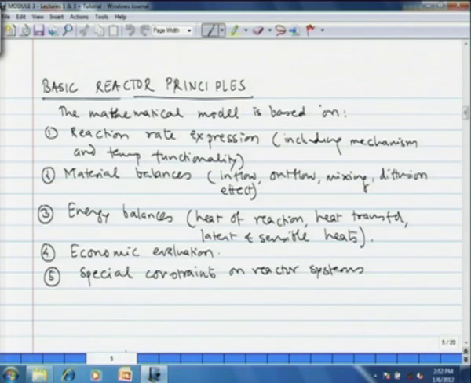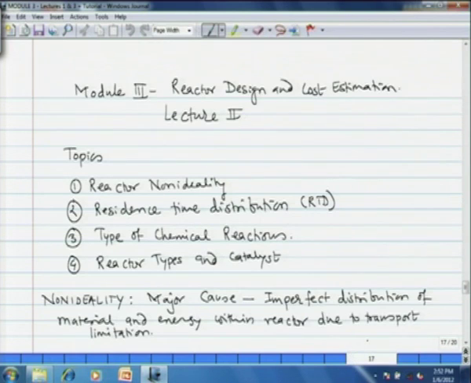Thereafter, we tried to develop simplified or general expressions for the reaction rate, material balance, and energy balance, and then we got introduced to the economic evaluation of the reactor and the special constraints on reactor systems. In this lecture, we take this theme further and see the topics of reactor non-ideality, the residence time distribution, type of chemical reactions, and reactor types and catalysts.